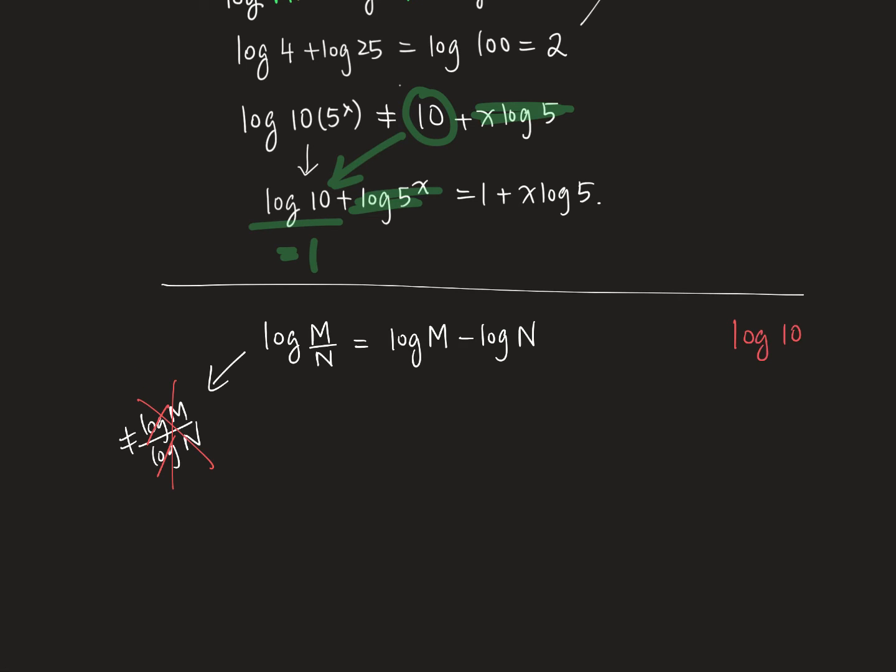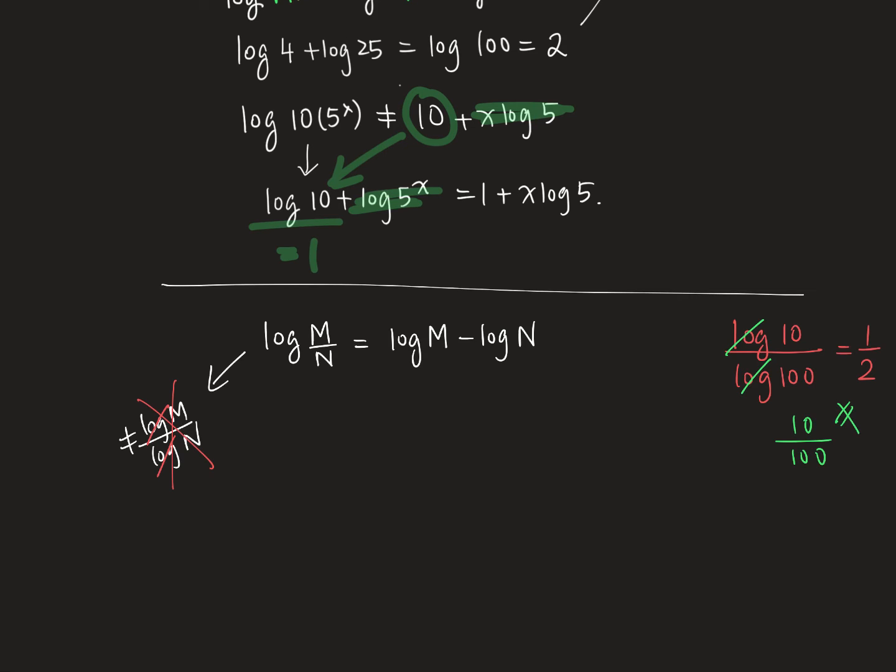Let's say I have log 10 over log 100. You know log 10 is equal to 1, log 100 is equal to 2. But if you cross out the log, then it will become 10 over 100, which is not equal to 1 over 2. So you cannot cross out log in a fraction. So let's come back to this example here.